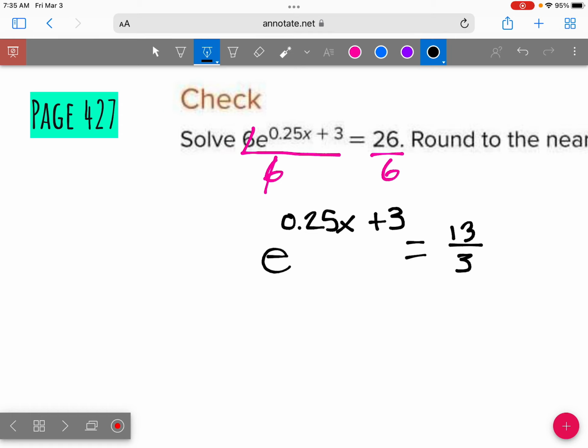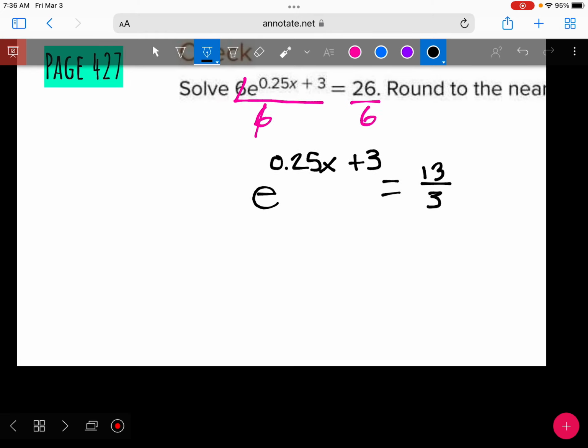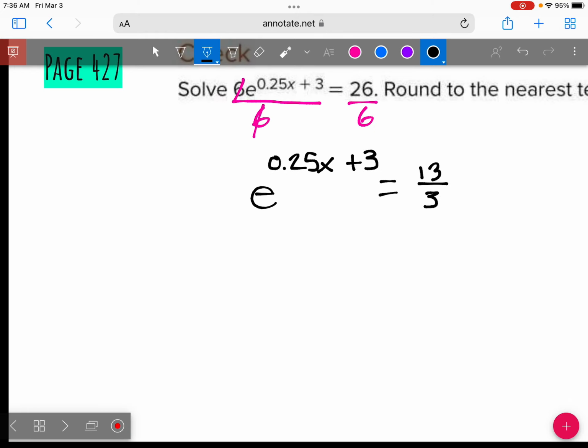So I've got my e all by itself. I can't deal with the exponent beforehand. What do I do to get my variable out of the exponent? What tool do we use? A log. And again, you can either log both sides, simplify, or you can switch it around to log form. I'm gonna switch it to log form here.